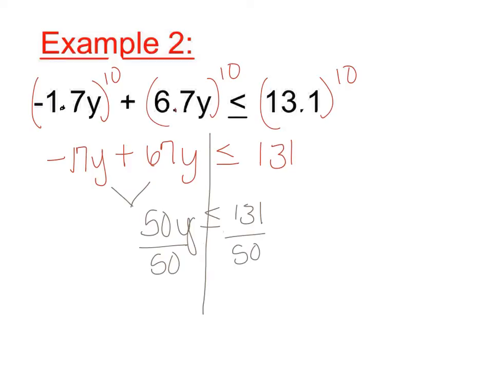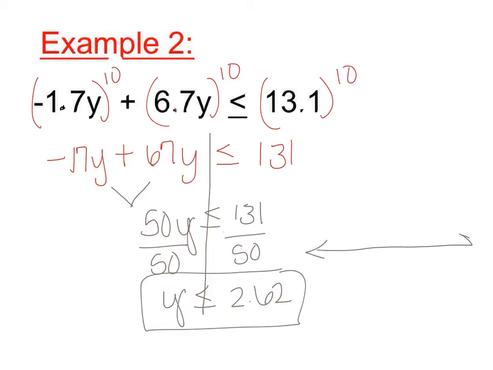We began this problem with a decimal, so we're going to most likely end with a decimal answer. So we're going to grab a calculator and we're going to divide 131 by 50. When we do that, we get an answer that says y is less than or equal to 2.62. So we graph that inequality. We draw our number line. We put 0 to separate our positive and negative numbers. We plot 2.62. We're going to put a closed circle on 2.62 because of our equal to sign. And it says that y is less than or equal to 2.62. So numbers smaller than 2.62 are back here to the left.